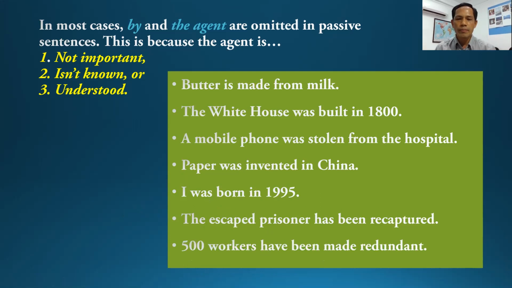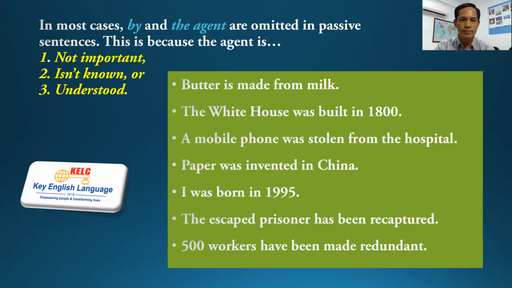500 workers have been made redundant. So these 500 people, they lost their job. They have been made redundant. By whom? Probably the company, but we don't know who exactly, the manager, the boss, or the team. It's not important in this case, or not known. So in this kind of situation, when you don't know the agent, when the agent is not important, when the agent is understood, we don't need by and the agent.